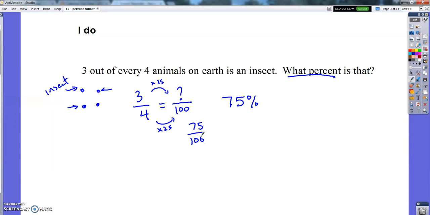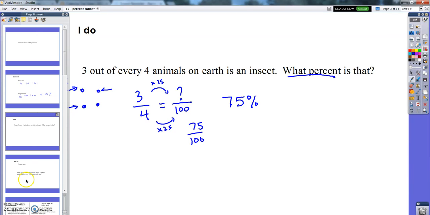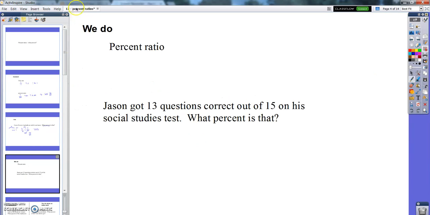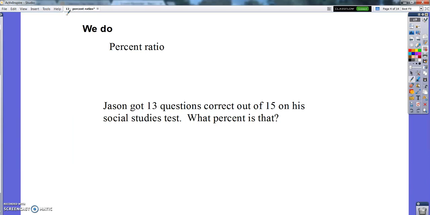Special ratio. All right, open your math notebook. Let's do the next one together. Remember on a We Do, I know I haven't mentioned it in a while. We Do, you can either pause it, work it out on your own, and then unpause and see how you did. Or you can let me do it and then write it down. Or you can do a little pause, write it down, do a little pause, write it down, and so on like that. So first thing I want to write in your notes here, what is a percent ratio?